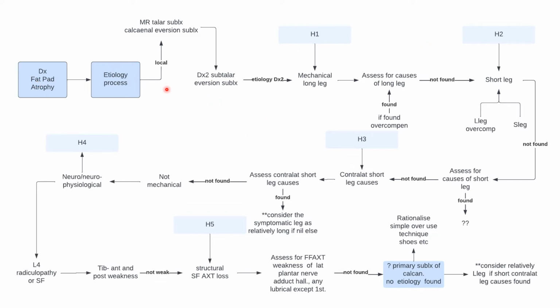So here we go. We know what the problem is: medial fat pad atrophy. Now, what would happen? Why would that be? Generally speaking, it's because of increased pressure on the fat pad on that side.